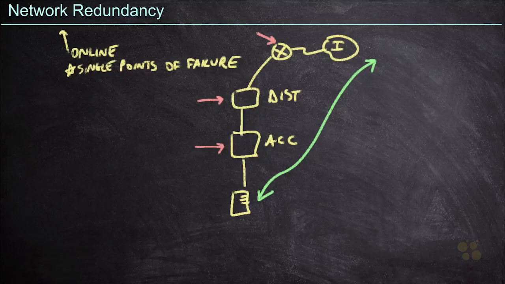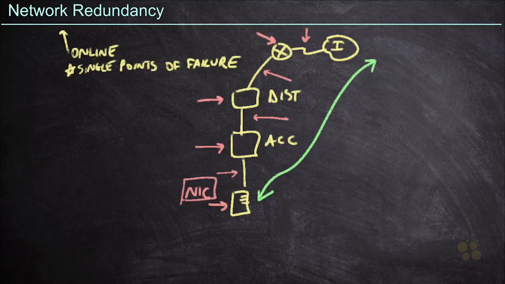What are they? Well, we have a single circuit to the internet. That's a single point of failure. We have a single connection between the router and the distribution switch. We have a single connection between the distribution and access switch. And yes, the single cable between an access layer switch and our end device, that is a single point of failure. But it gets even better than that because we have a network interface card on this wired client. That NIC is a single point of failure.